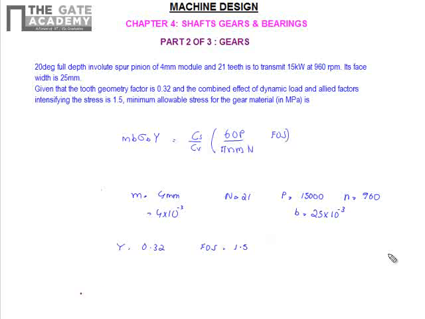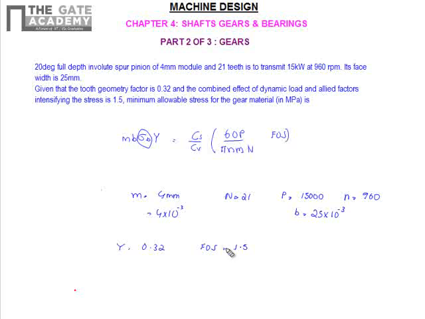Now substituting the relations, what do we get? In this relation, M is the module which is given as 4 mm. B is the face width given as 25 mm. Sigma B is what we have to find out. And the form factor Y is 0.32. Then CS and CV, if not given, we can take as 1. P is the power transmitted given as 15,000 watts.